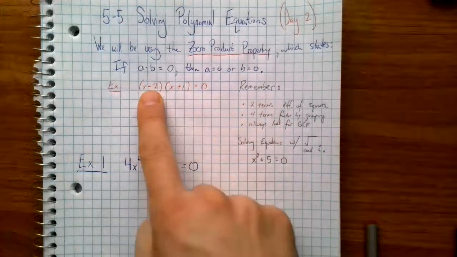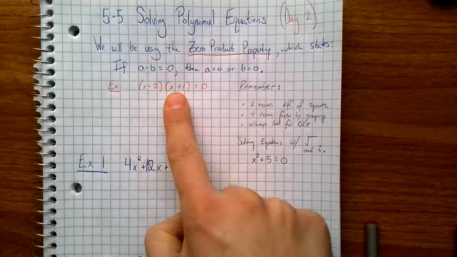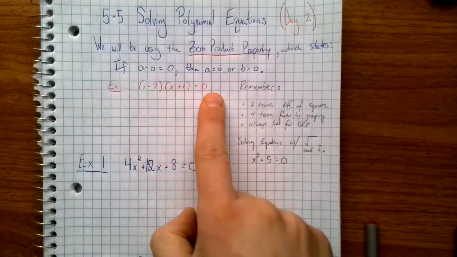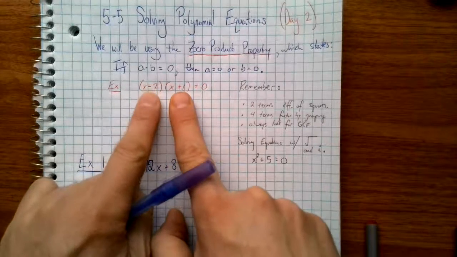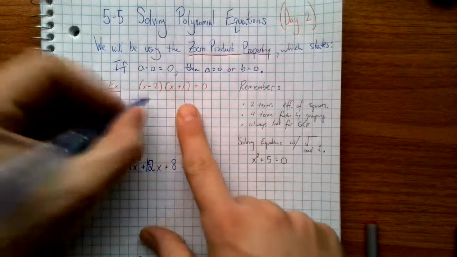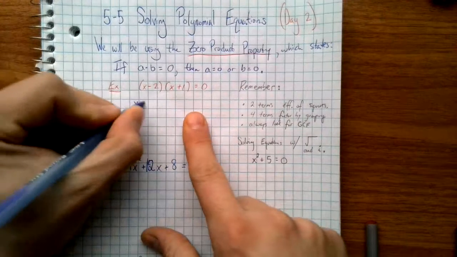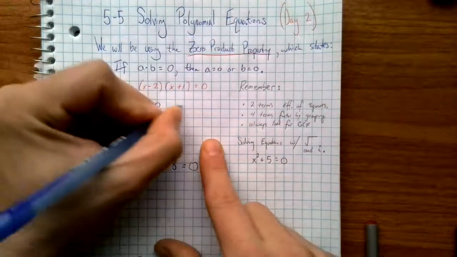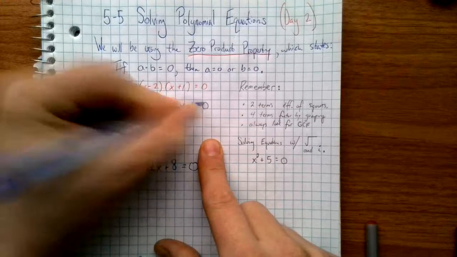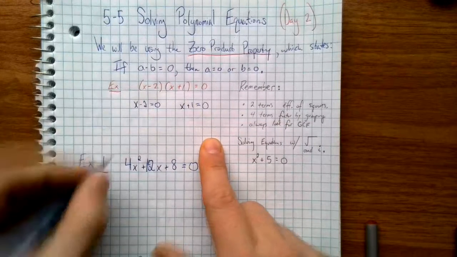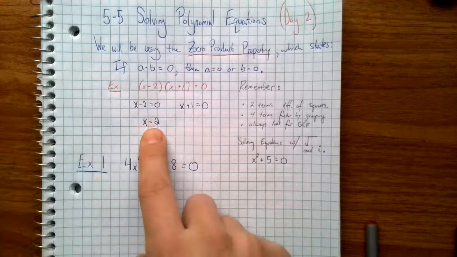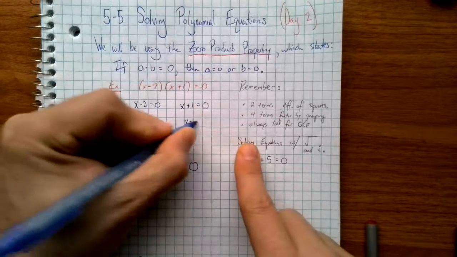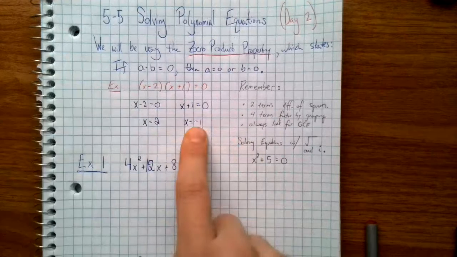If x minus 2, that quantity, multiplied by x plus 1 quantity, is equal to 0, then we want to figure out when these individual factors are equal to 0. And so the way we do that is we set each of those factors equal to 0 and then solve them. Adding 2 to both sides of the equation, subtracting 1 from both sides of the equation.